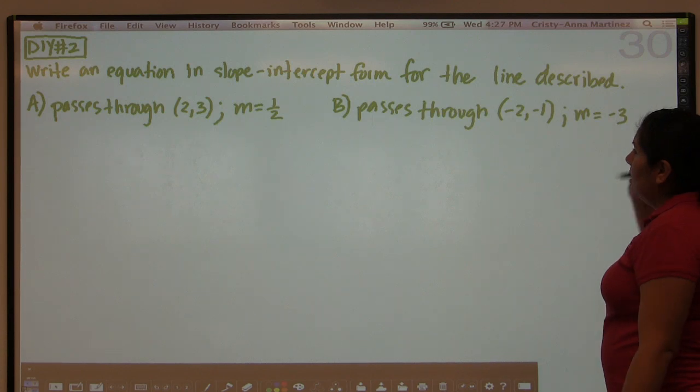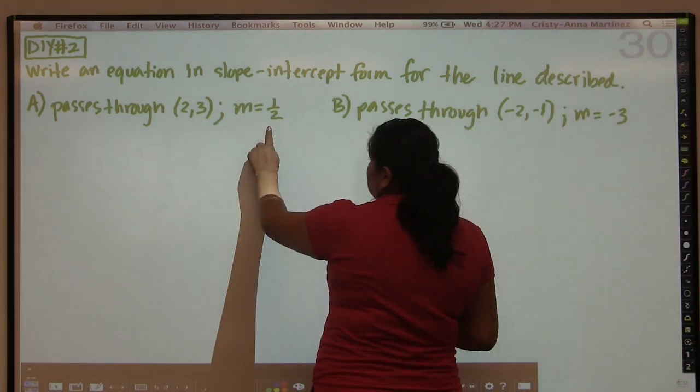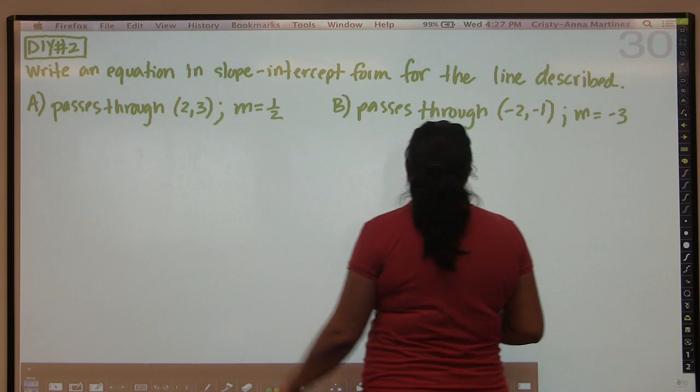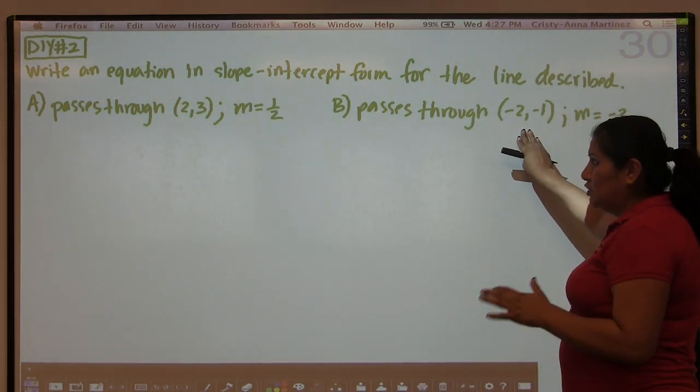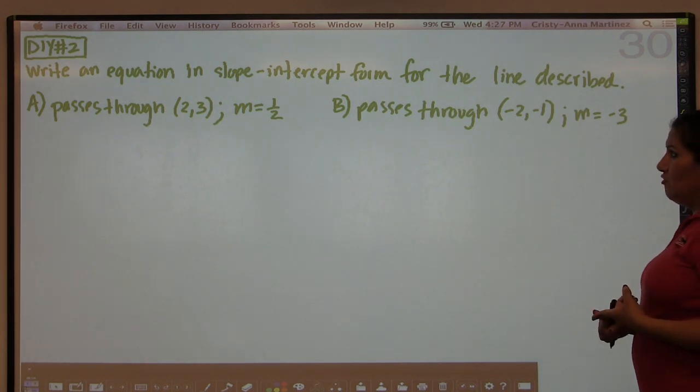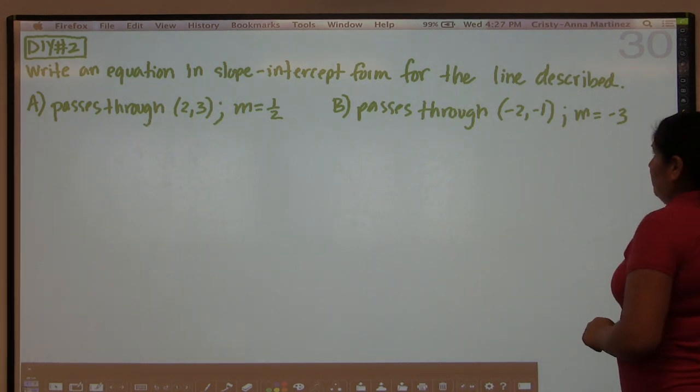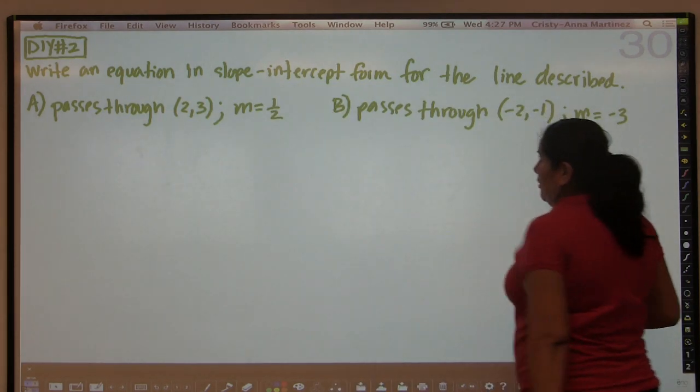So in this example, you will see that here they gave you the slope. This is not the y-intercept. Again, they gave you the slope. This is not the y-intercept. So in these two examples, you should be starting with the point slope formula and then simplifying to slope intercept form because they do want the answer in slope intercept form.